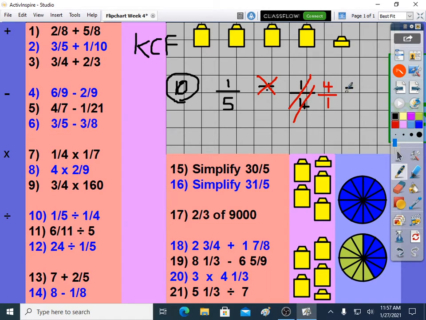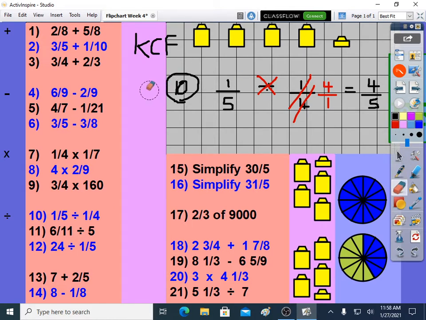So we've done all that. Now it's easy. 1 times 4 is 4. 5 times 1 is 5. We get 4/5. Divide does strange things when you divide by something that's less than 1. It actually makes things bigger instead of smaller.